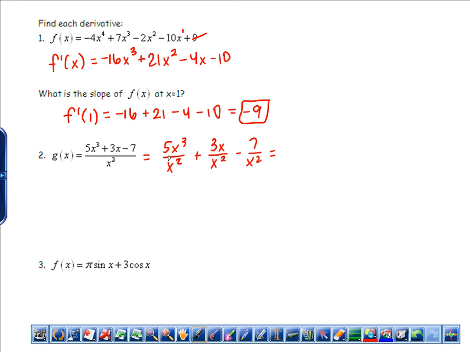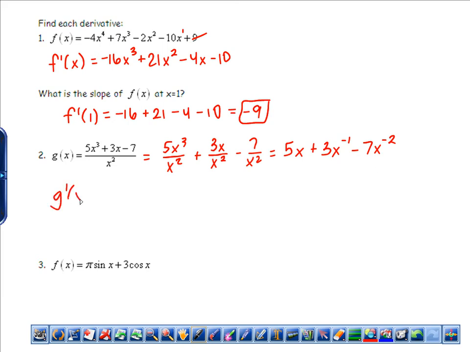And I'm going to just go one step further and I'm going to simplify what I can. So that first term just becomes 5x. The second term becomes 3 over x, but I'm going to write it as 3 times x to the negative power. And then what would the power on x be for this last term? -2. Now this is not quite a polynomial, but we can treat it like a polynomial. We can use the power rule.